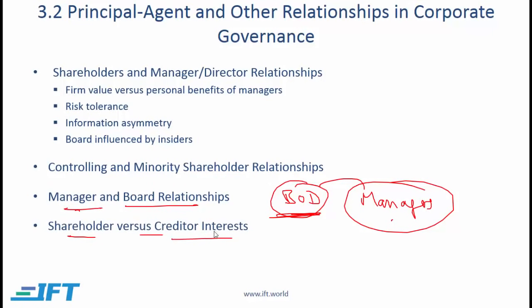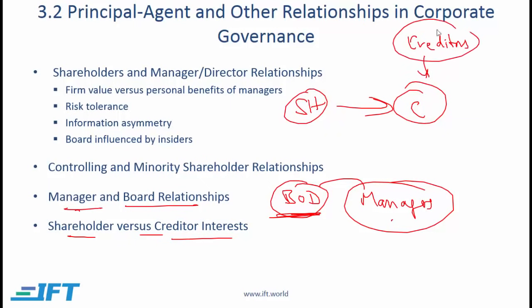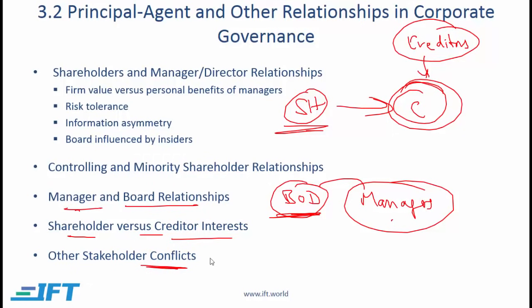Shareholder versus creditor interests. Now this is fairly straightforward. We have a company. The company gets money from the shareholders and also from creditors. The shareholders are interested in maximizing the value of the company. So the shareholders would like the company to take projects that are somewhat risky so that the overall return is maximized. The creditors, on the other hand, are going to be more risk averse. The creditors would prefer that the company engages in relatively low risk projects so that the risk of default is minimized.